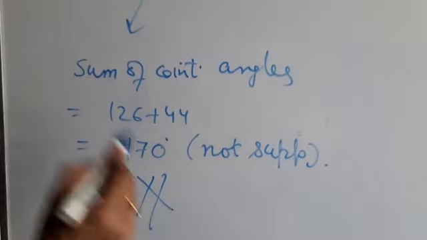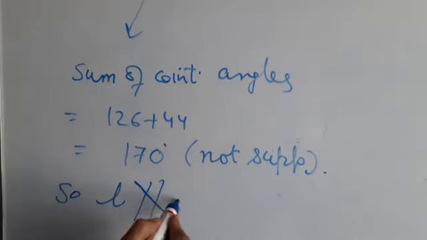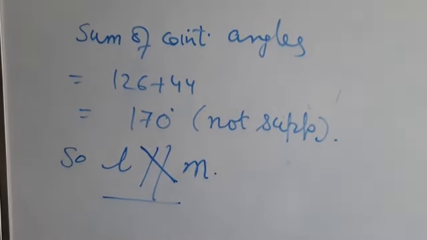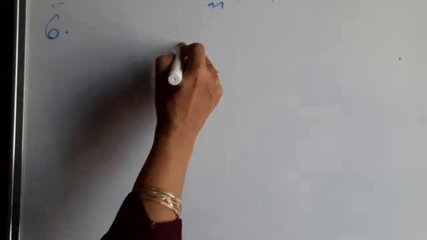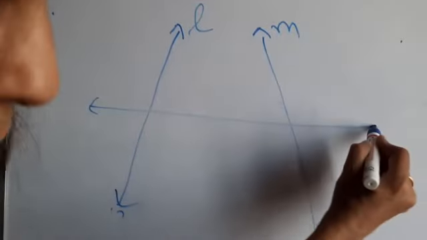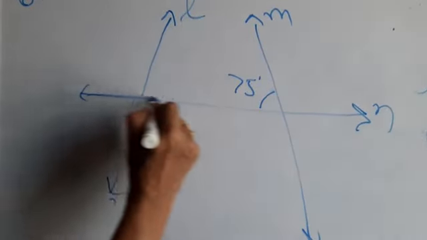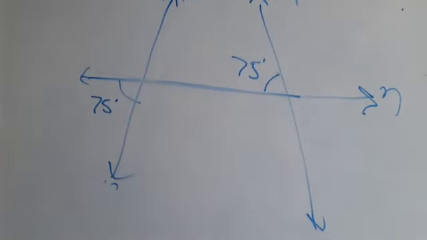See the sign of not parallel. First you put the sign of parallel and cut it, and write down not parallel. This is the sign. It means these lines are not parallel. Come to the second part. In the second part, the figure is given to you like this. This is L. This is M. The transversal is given to you, N. One angle here is 75 and the other angle here is 75.